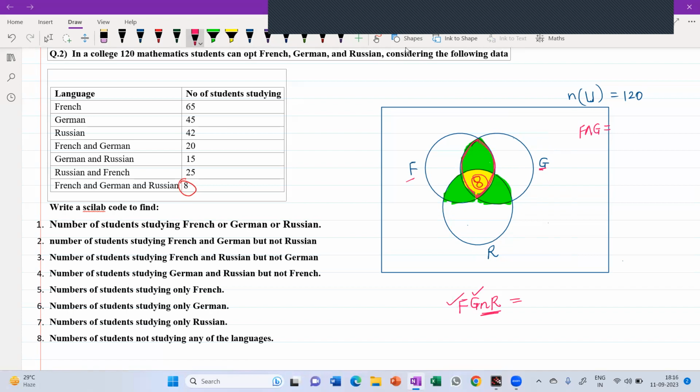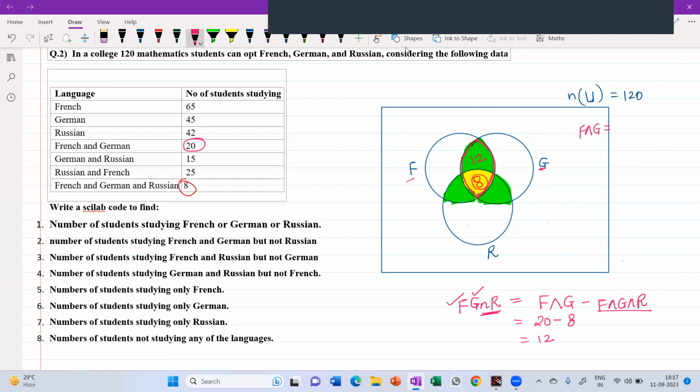So what formula am I going to write for this? The students who have taken French and German minus the students who have taken all the 3 languages. So how many students have taken French and German? 20. 20 minus the number of students who have taken all the 3 languages, they were 8. So 20 minus 8 is what? 12. So 12 students have taken only French and German, no third language Russian.